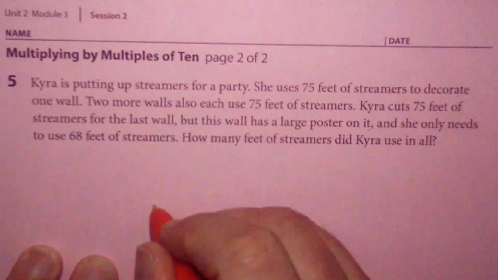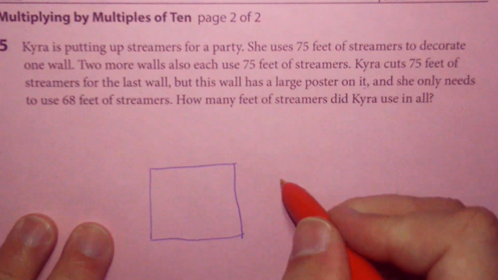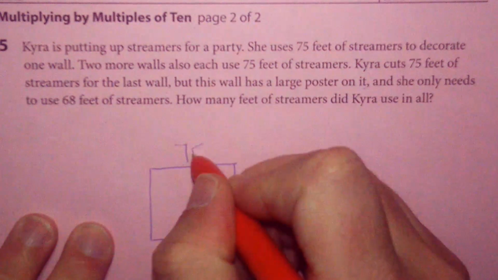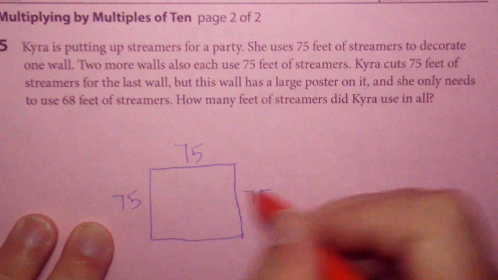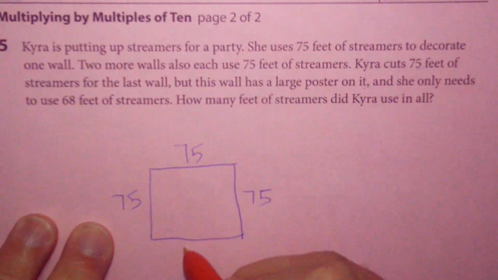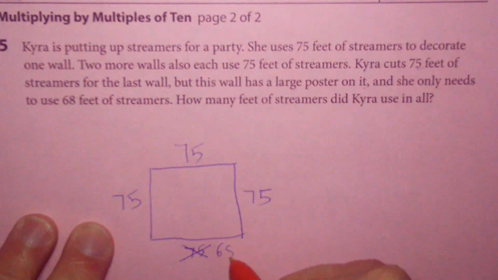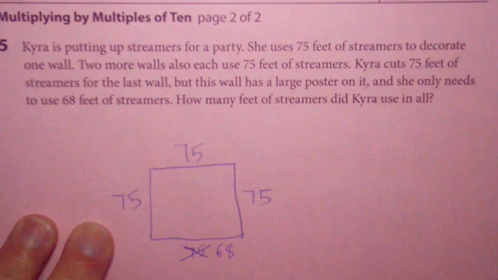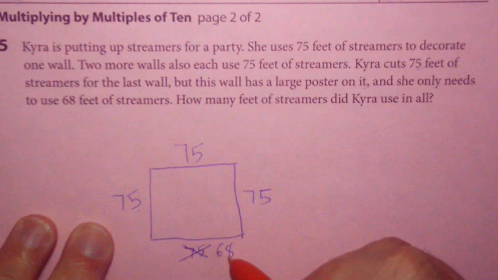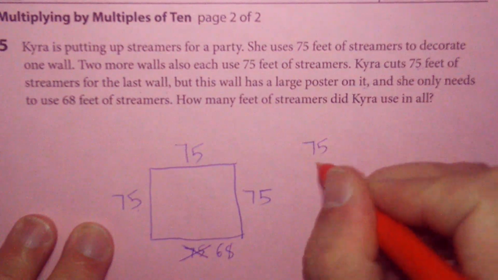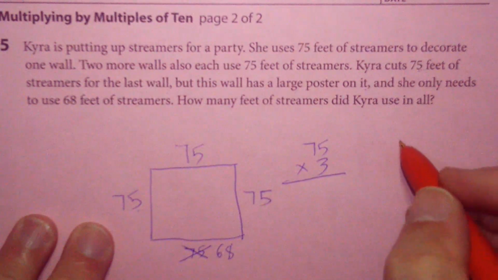Well, if you want to think of walls in a room, we could draw it out, right? Maybe some sort of a square shape. She used 75 for one wall. 2 more walls used 75 feet. And then she cut 75 feet for this wall, but she said, nope, that's too much. She only needed 68. So how many feet of streamers did Kyra use in all? You could add 75, 75, 75, and 68. Or you could take, how many 75s are you going to count? You're going to count 75 3 times, and we can multiply it that way.